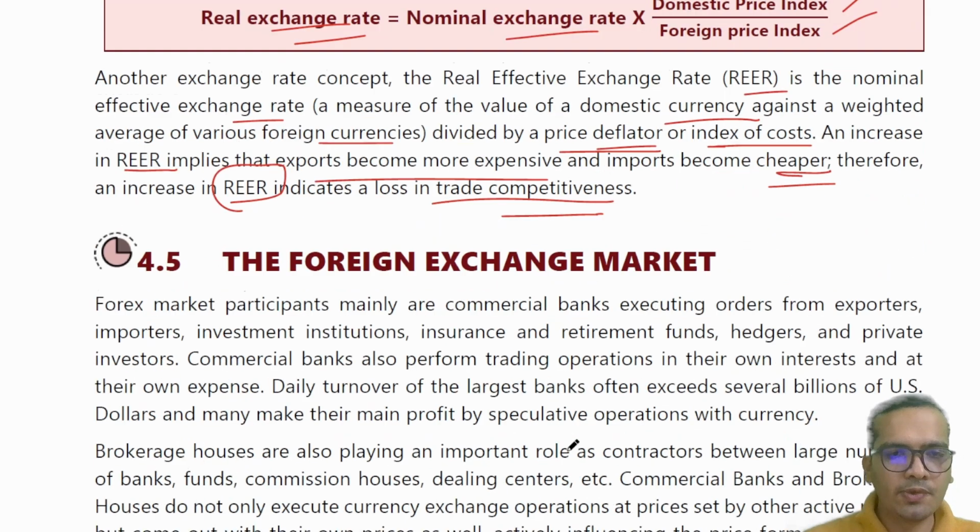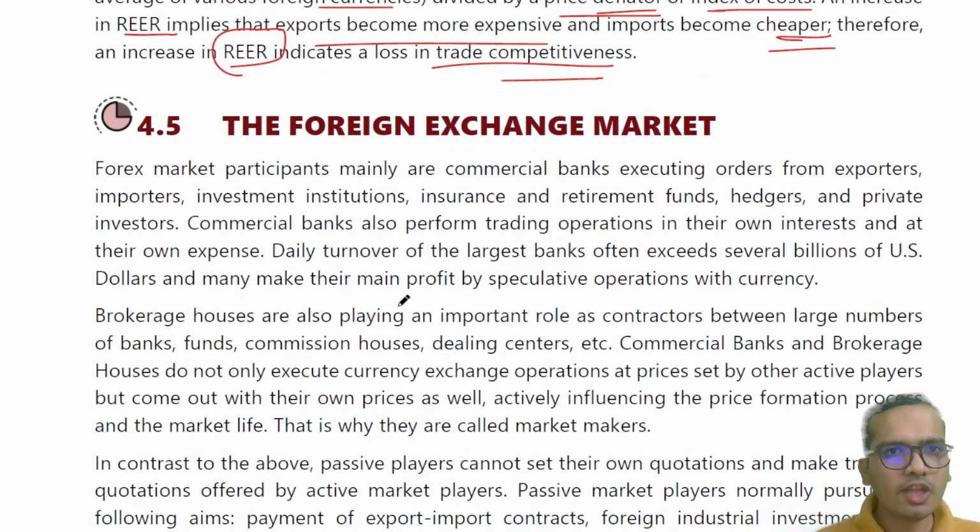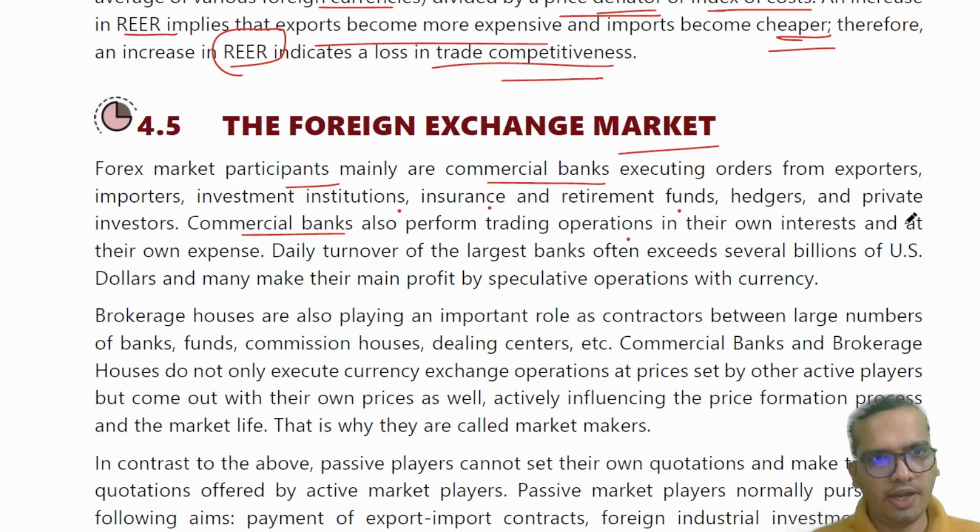Then comes the foreign exchange market. The foreign exchange participants mainly are commercial banks executing orders from exporters, importers, investment institutions, insurance and retirement funds, hedgers, and private investors. Commercial banks also perform trading operations in their own interest and at their own expense. Daily turnover of the largest banks often exceeds several billions of US dollars and they also make their main profit by speculating operations with currency.